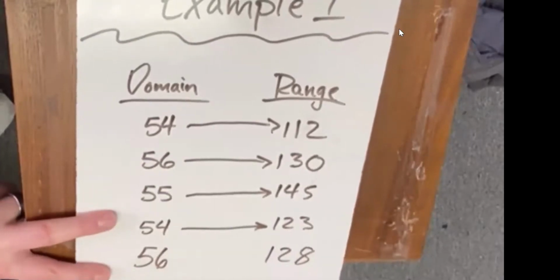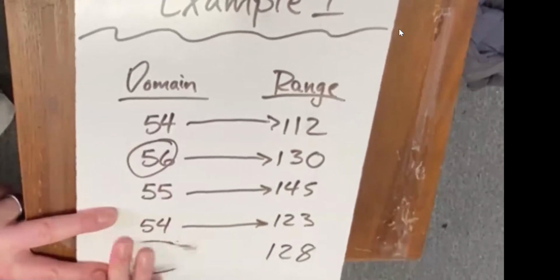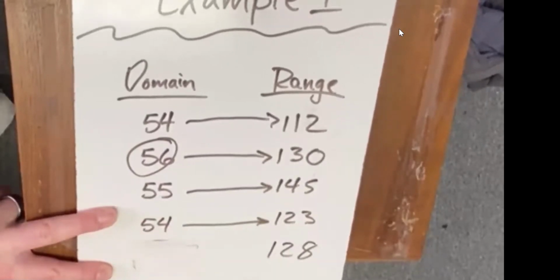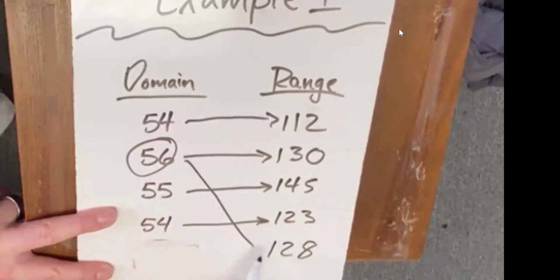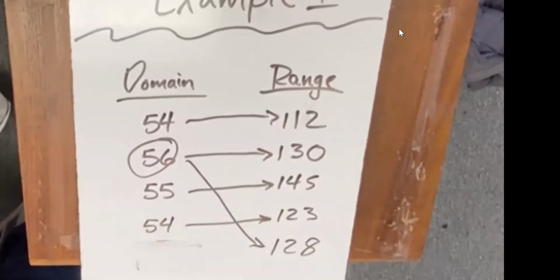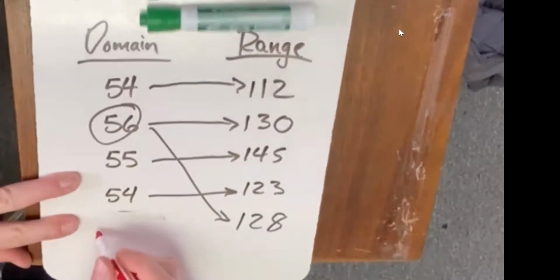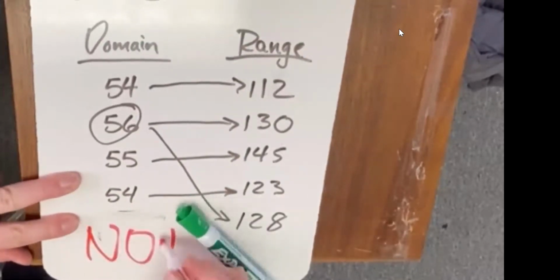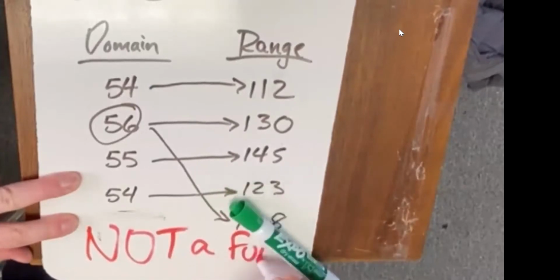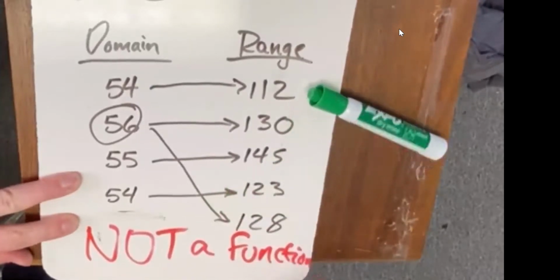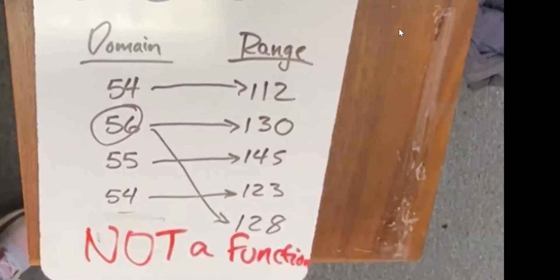And then you'll notice 56 pops up twice. We have 56 here and 56 here. So I do not need to write that 56 again because 56 has 2 ranges. It has 2 different values. So that means this is, I'm going to write it in red because red means bad, not a function. Not a function, and that's because it has 2 paired values.